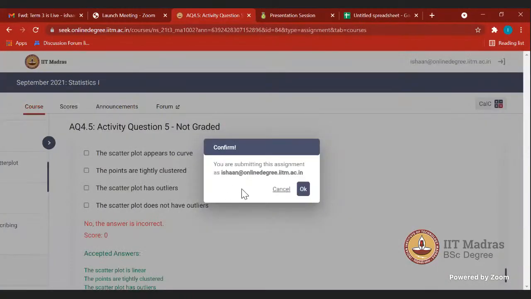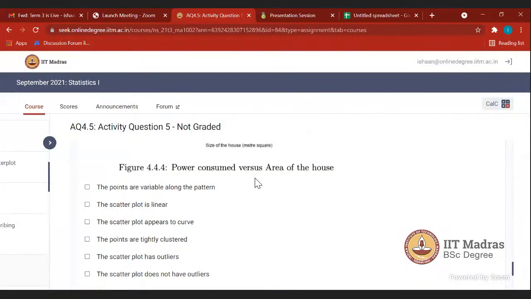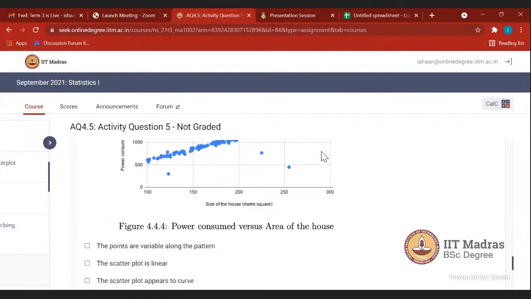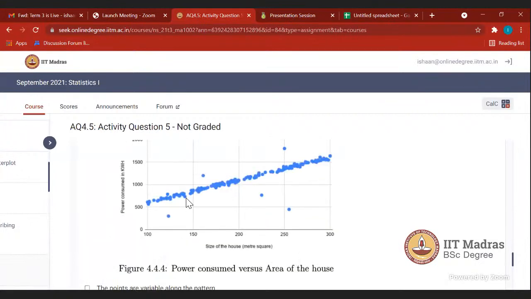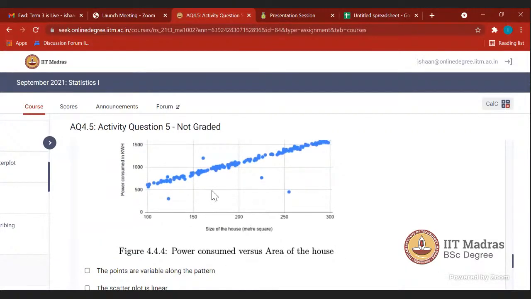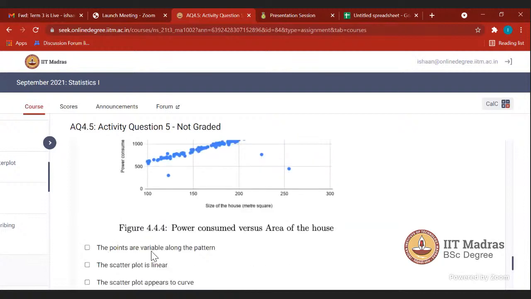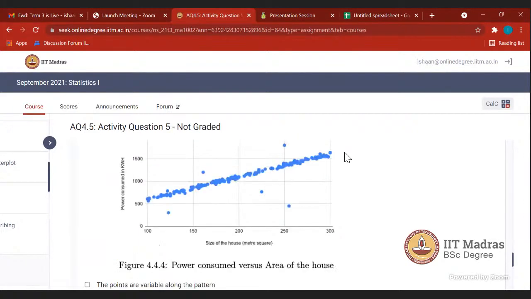I'm trying to understand the first option here: the points are variable along the pattern. What do you mean by that? See, here's a straight line pattern, and the points are very close to it. There is no variability among the points. That's what it means: along the pattern, is there variability between the points or not?